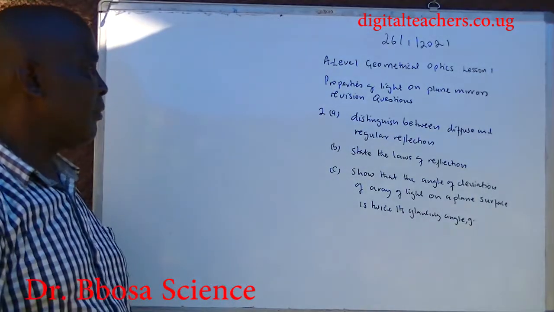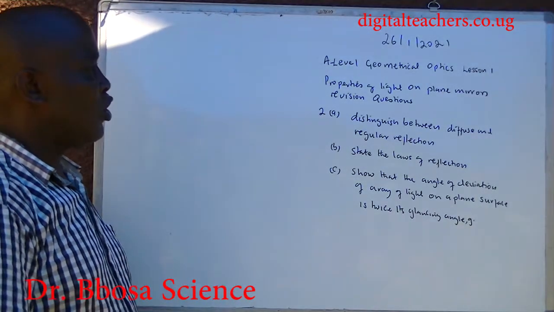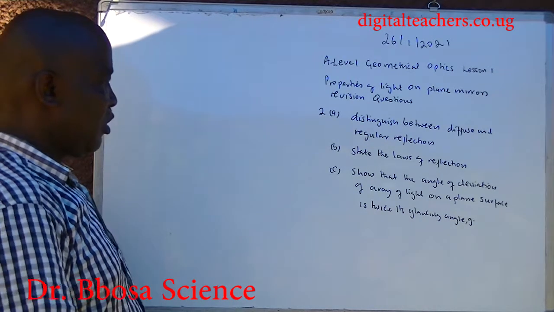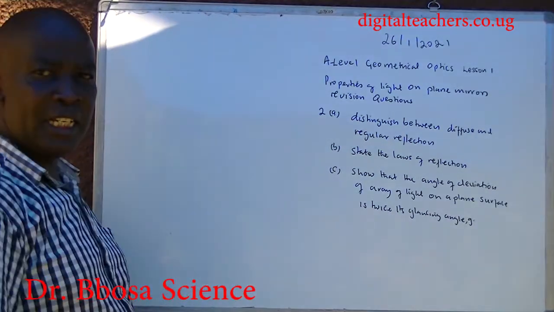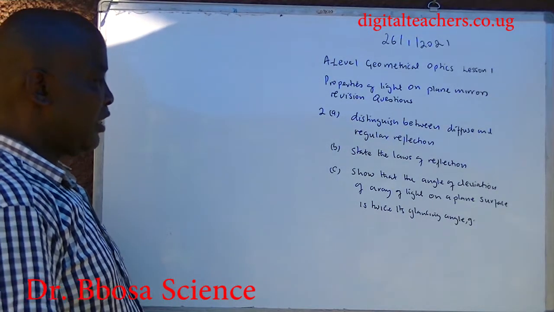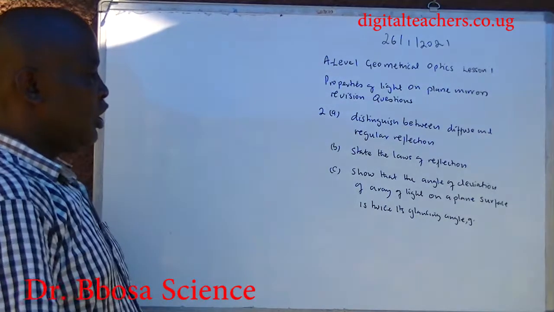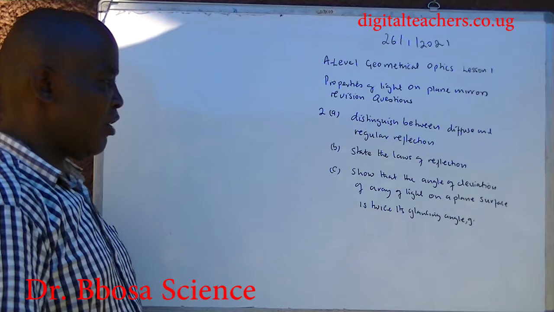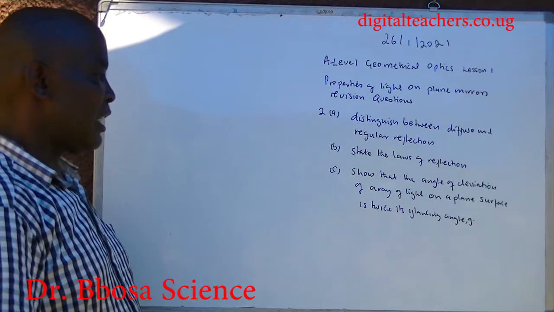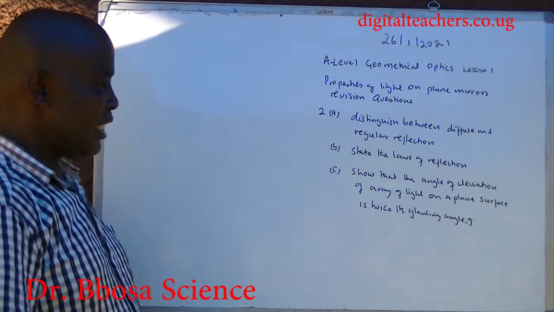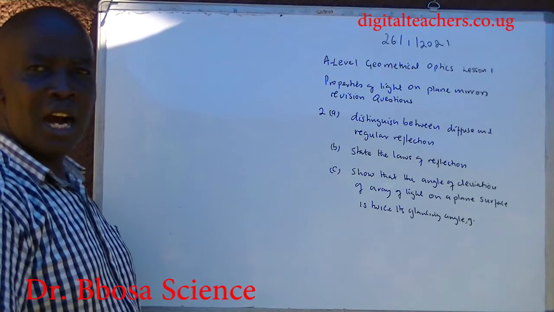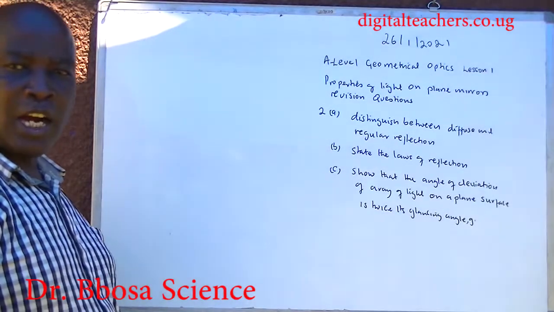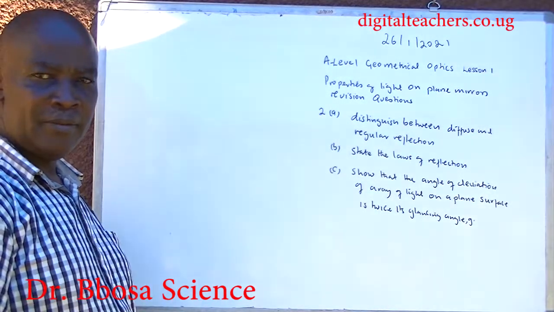Number 2A. Distinguish between diffuse and regular reflection. B. State the laws of reflection. C. Show that the angle of deviation of a ray of light on a plane surface is twice its glancing angle G. You can pause and answer.